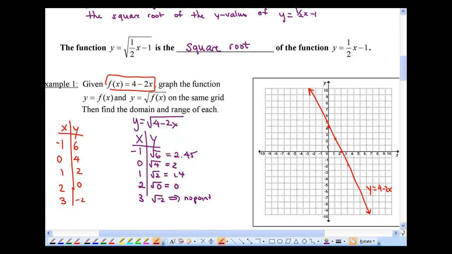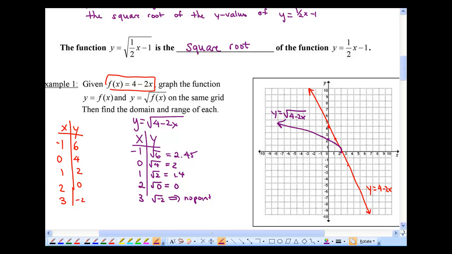So negative 1, we're at 2.45. 0, we're at 2. 1, we're at 1.4. And then 2, we're at 0. Probably a graph looking like this. Then domain and range of each.